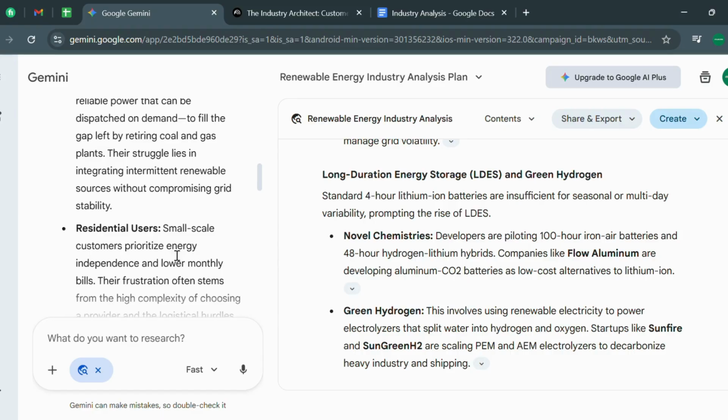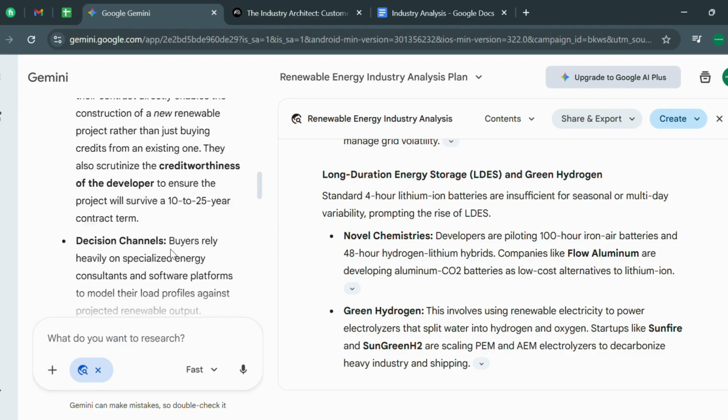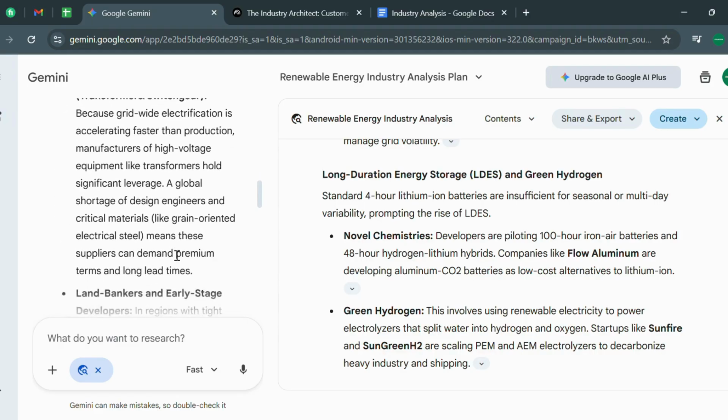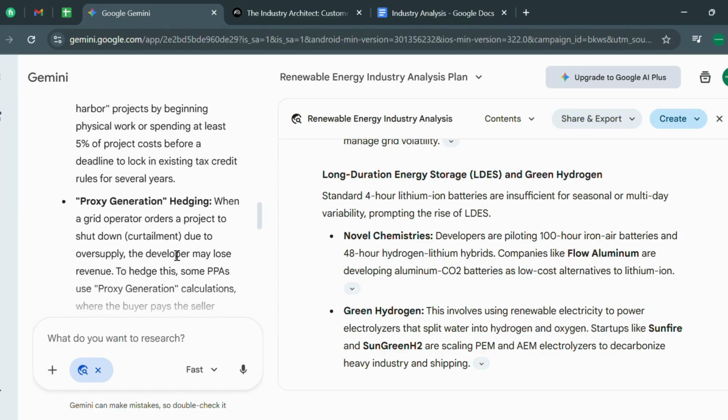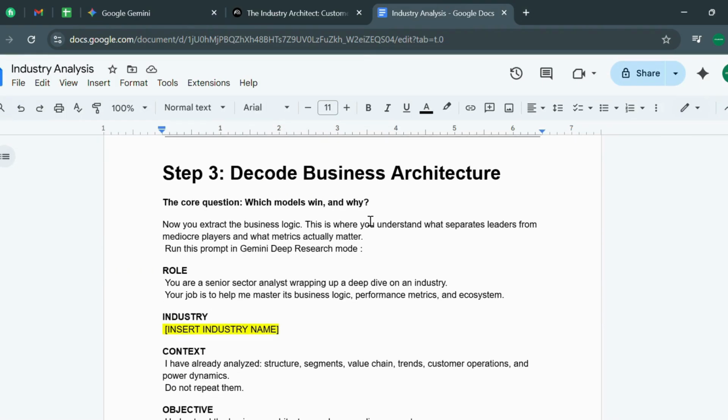And if you want to read this industry analysis, comment down, or if you are connected with me on LinkedIn, DM me, I will be providing you this. And discovery and purchase behavior, decision channels, power dynamics and negotiating leverage. And coming back to our third prompt that I have given, the third prompt is decode business architecture.